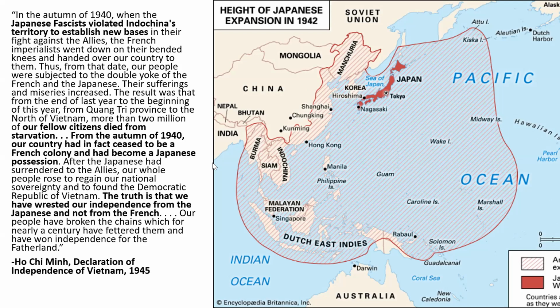But as you can see, right down there, Indochina, Vietnam, Laos, and Cambodia were a part of this. So from 1940 to 1945, Vietnam was no longer a French colony. Vietnam was a Japanese colony. And so Ho Chi Minh turned his nationalism towards fighting off Japan and waging a guerrilla war against Japanese occupation.